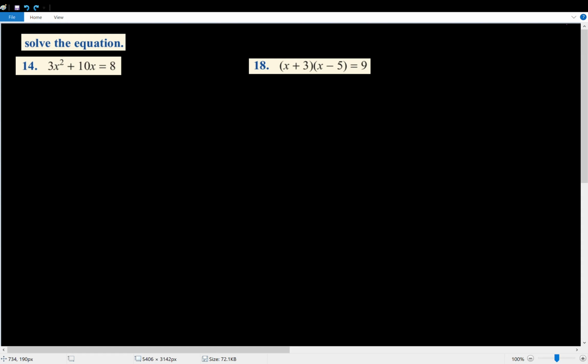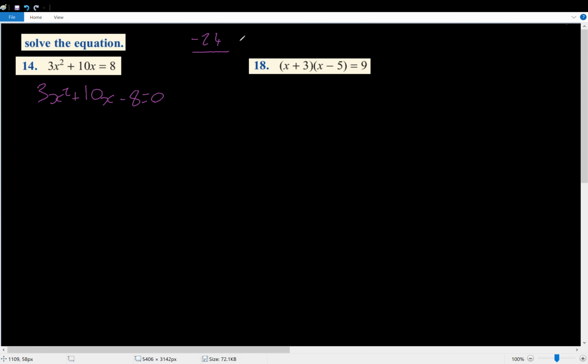But because there's an x squared in this, we can't solve it by keeping the x to one side and putting all the numbers on the right. We're going to have to bring this 8 over and then factorize in order to solve this equation. So when we bring the 8 over, we get 3x squared plus 10x minus 8 is equal to 0. And now in order to factorize this, we're going to first of all multiply our coefficient of x squared by the constant. That's going to be 3 times minus 8, and we get minus 24.